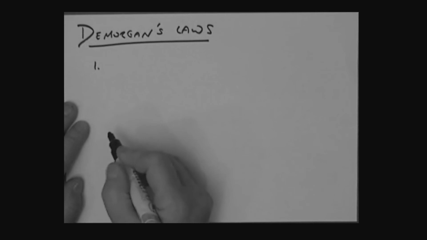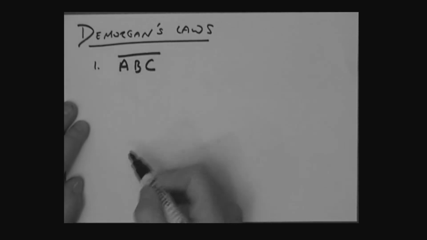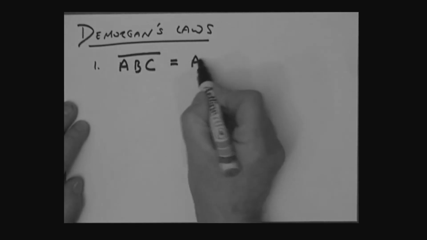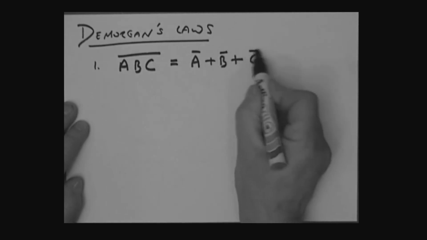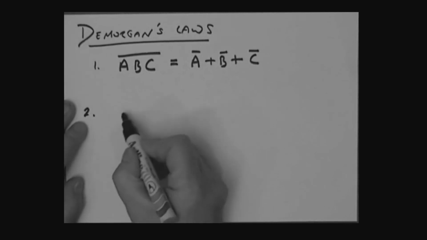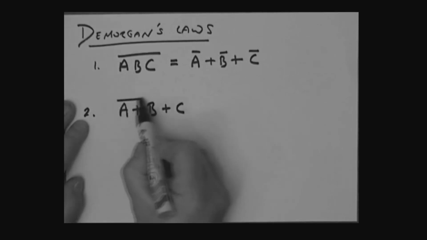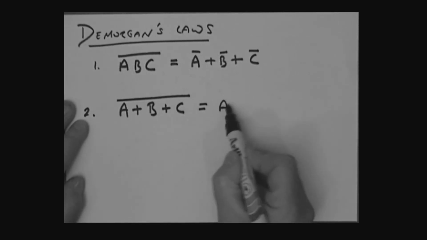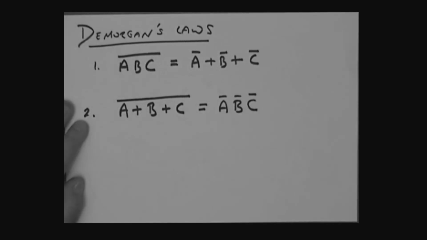The last thing I want to talk about in this part 2 is De Morgan's laws, and we're looking at 2 laws. Number 1: if I have A, B, C with a bar over the whole thing, that is equal to A bar or B bar or C bar. Number 2: if I have A or B or C with a bar over the whole thing, that is equal to A bar, B bar, C bar.